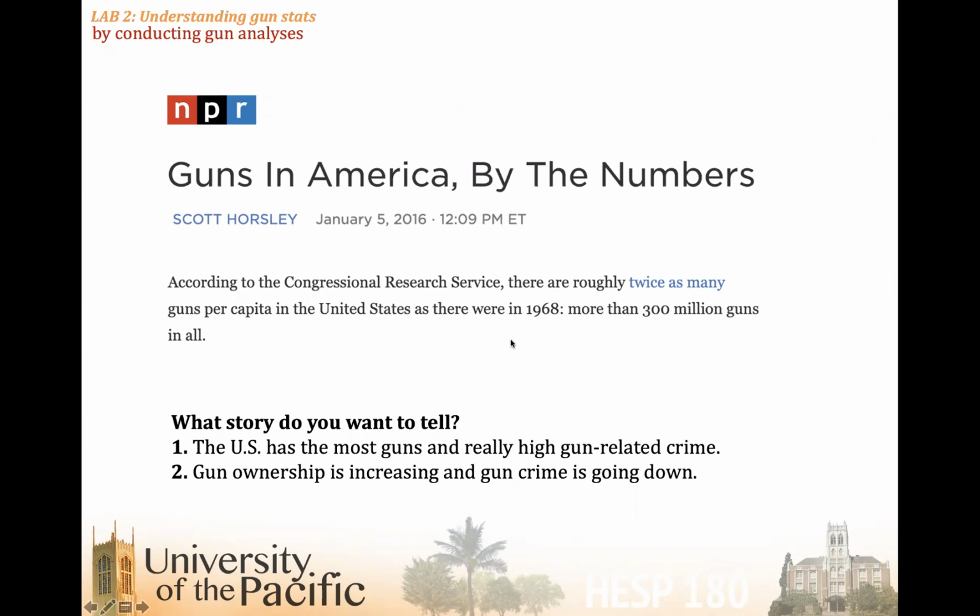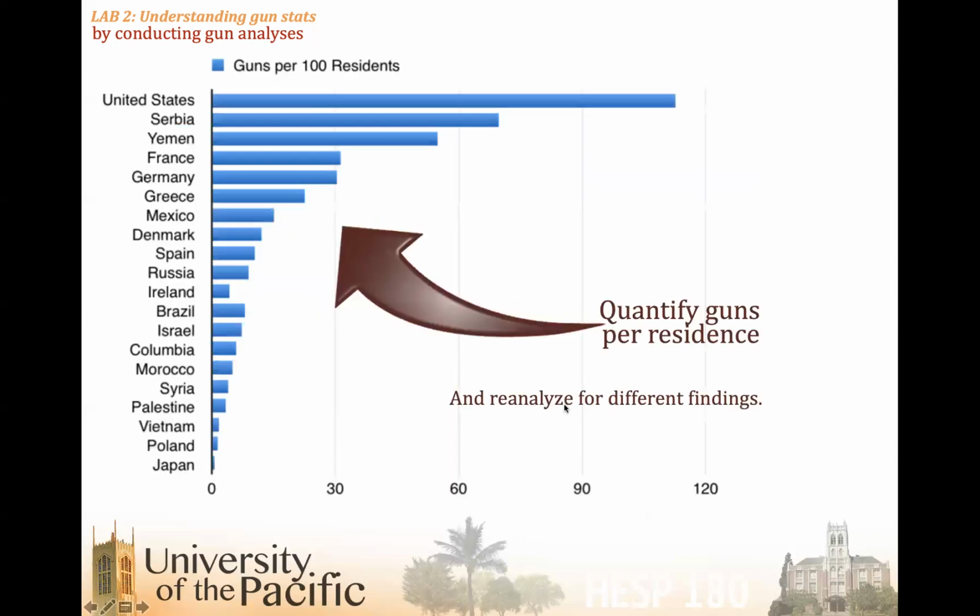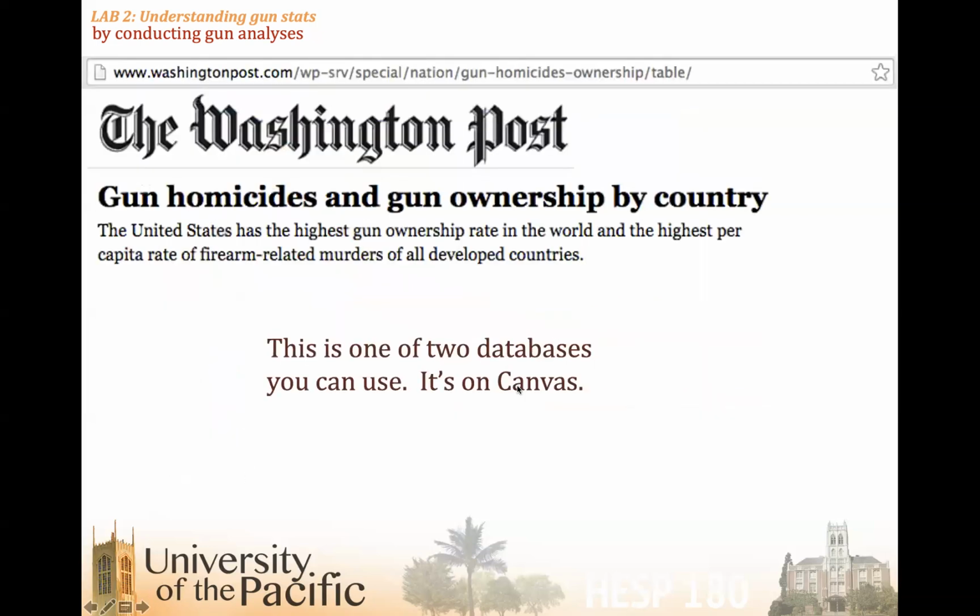US, tons of guns, more guns here than anywhere, and high gun-related crime. So if you just want to run a basic correlation, lots of guns, lots of crime, the US starts to look bad. But then when you look at gun ownership increasing while gun crime is going down, it depends what story you want to tell. Same thing with guns per 100 residents. The US is pretty high, probably more guns than people, and Serbia is high. Japan is very low, Poland is very low. Crime here tends to be low, crime there tends to be higher, and so you can make those correlations, but those are very crude.